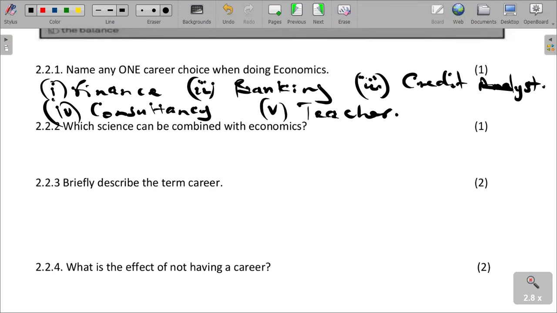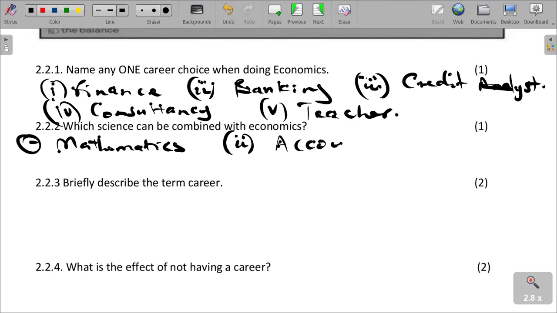Which subjects can be combined with economics? We are saying these can be subjects that can be combined with economics. We can talk about, one, maths. Economics is a commercial subject, so it can be combined with mathematics. It can be combined with accounting. We are talking about combination of subjects that can go along. It can also be combined with statistics.